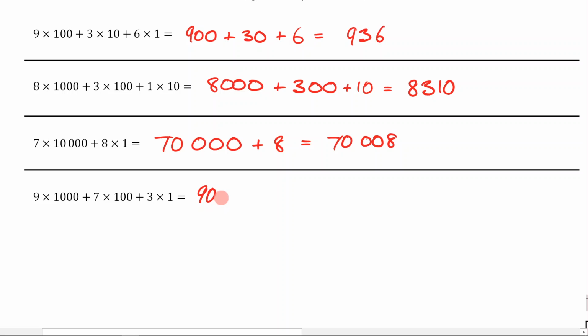Then lastly, we have 9 times 1,000. That's 9,000. Plus 7 times 100. That's 700. Then 3 times 1. That's 3. So my answer here is going to be 9,703. That will be my answer.